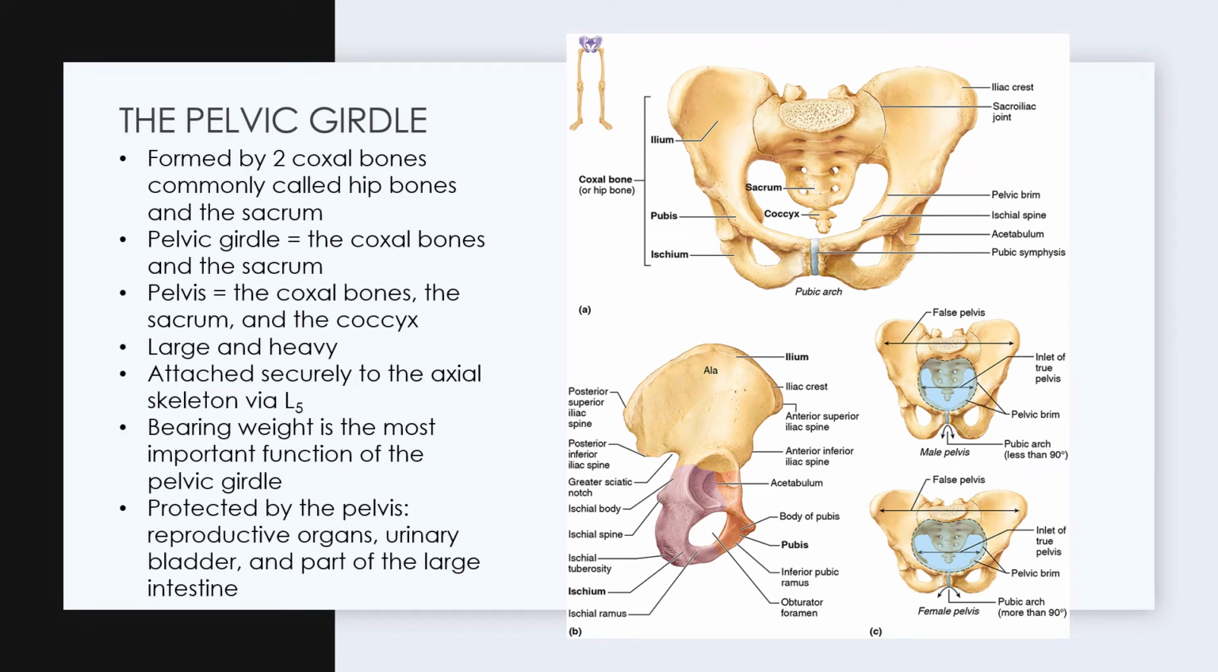They're attached very securely at L5. The reason is that this is the area of your body that's responsible for bearing weight, so it's important that it's strong and secure. Otherwise, every time we stood up, our hips would just dislocate. It also acts to protect some important organs, including the reproductive organs, urinary bladder, and part of the large intestine.